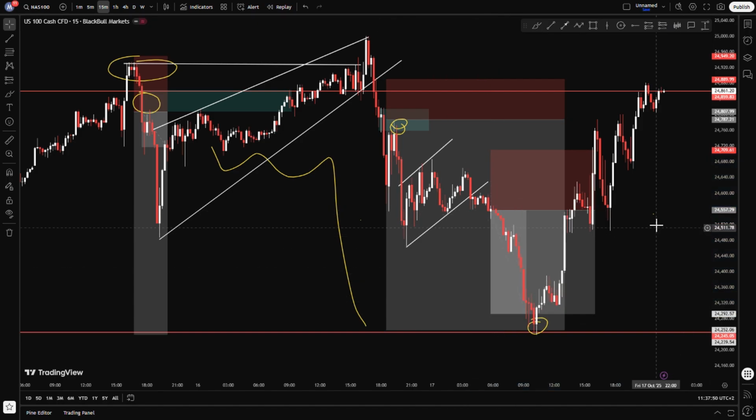Okay, like they used to say, there are many ways to kill a cat, right? But as a forex trader, you need a repeatable system, guys. You need something that repeats over and over again.